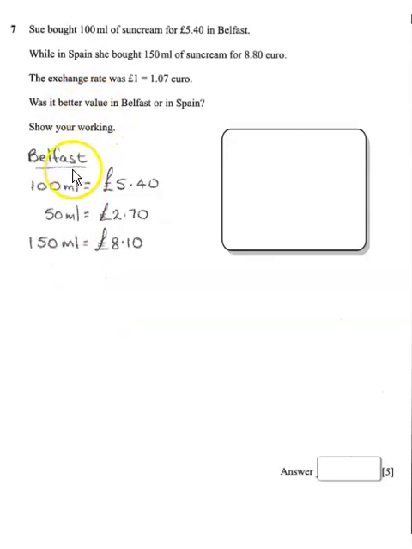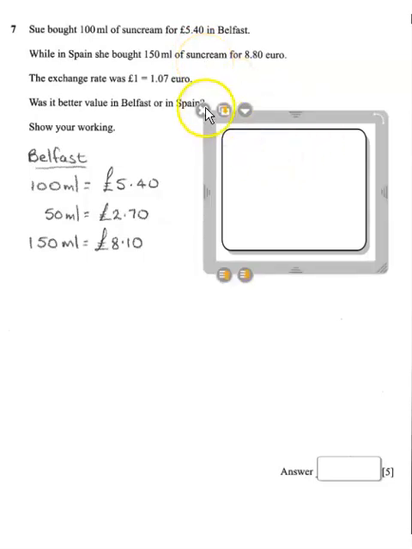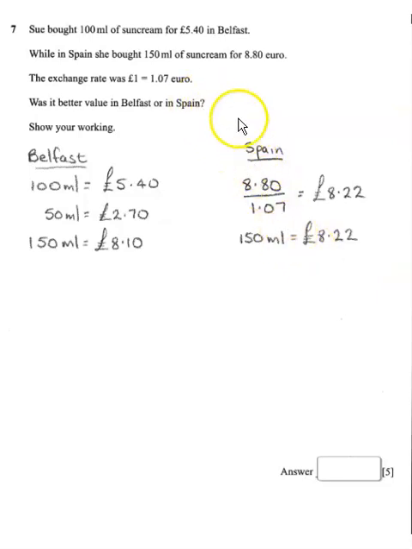Okay, next we're looking at Spain, and you can see she bought 150 millilitres of sun cream for €8.80. So first of all, we are changing €8.80 to pounds. So we divide those two numbers. €8.80 divided by €1.07 is £8.22. So for 150 millilitres, it would be equal to £8.22. You can see it says, was it better value in Belfast or in Spain? It's better value in Belfast because it's cheaper. And you'll see Belfast is the answer.